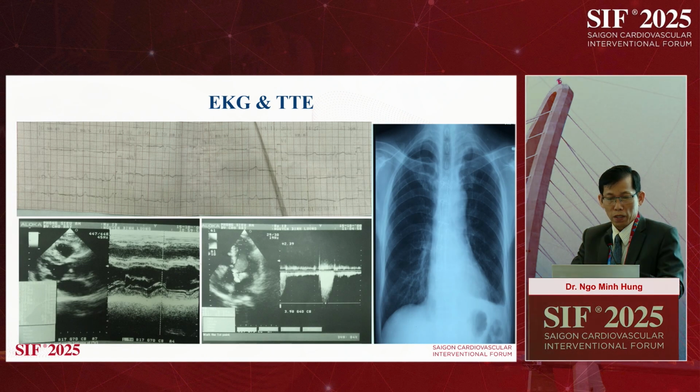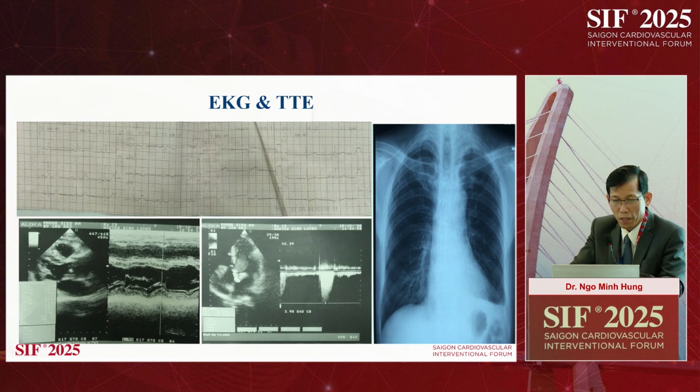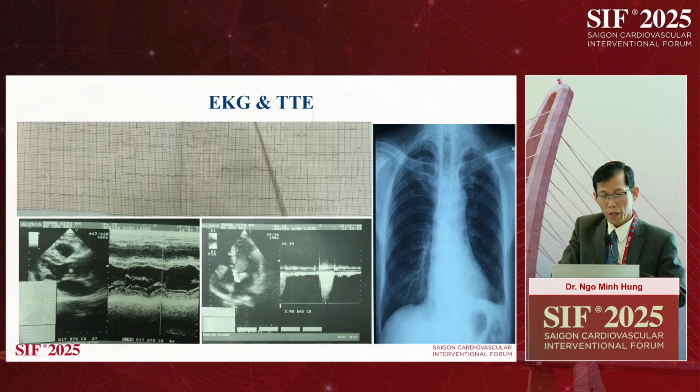You can see the ECG, the quality is not very good, but you can see the LV hypertrophy and the ejection fraction around 58% with hypokinesia at the anterior wall. And this is the X-ray. In the X-ray you can still see the cuts there.